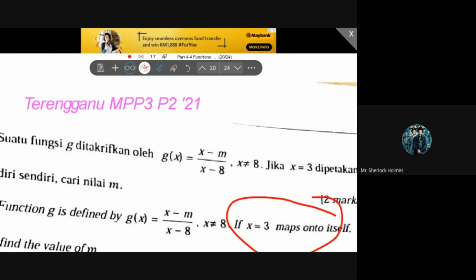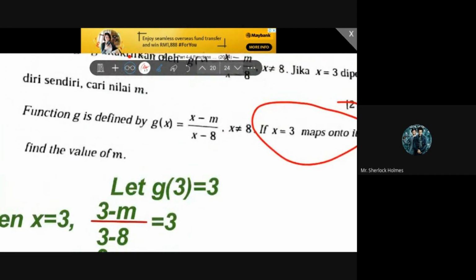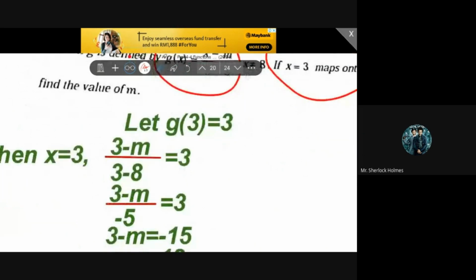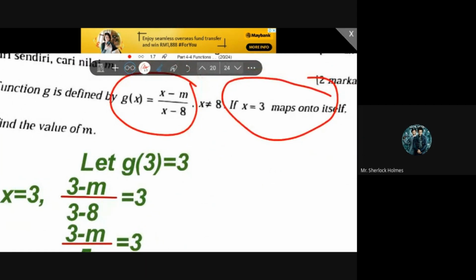So I think Kantan meant Gx equals to x lah. So you sub 3 into the x. So both of you got the correct answer lah. So good. So you see this how you solve. So you see this equation Gx is like this, right? So what I'm going to do is saya akan katakan G3 sama dengan 3 sebab dia kata maps onto itself.